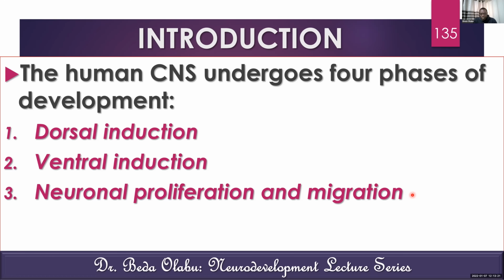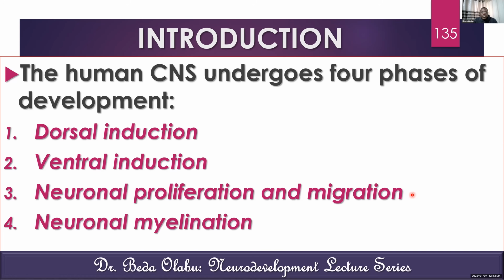Lastly, we have a phase of neuronal myelination, where we now form myelin sheath around axons of neurons in the nervous system. So these are the 4 phases of development of the CNS. I'll be basing my discussion of malformations of the CNS on those 4 phases, and that is why I chose to first highlight them.